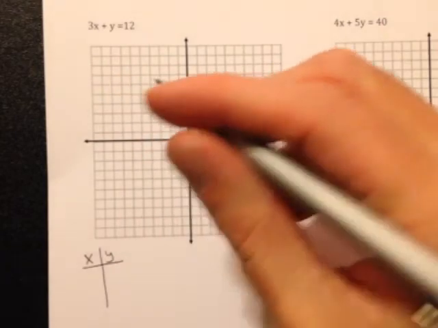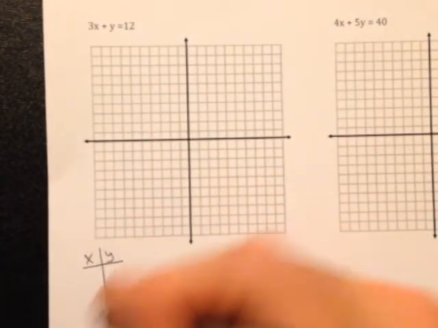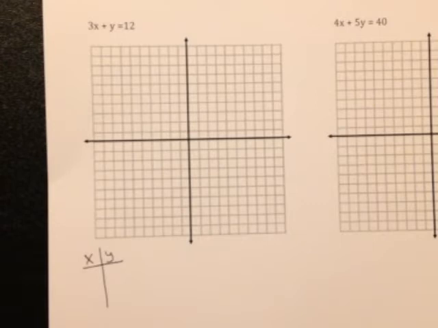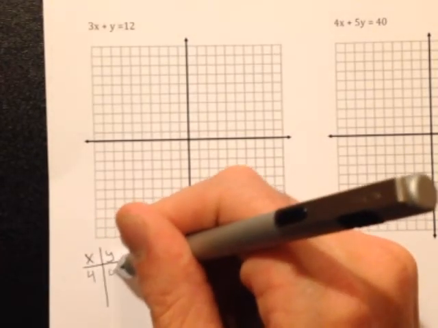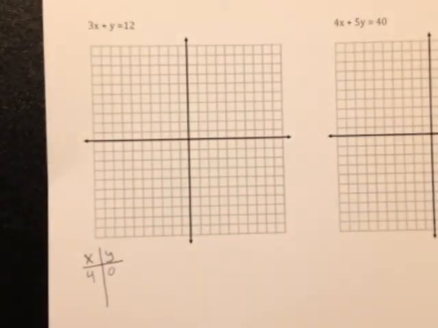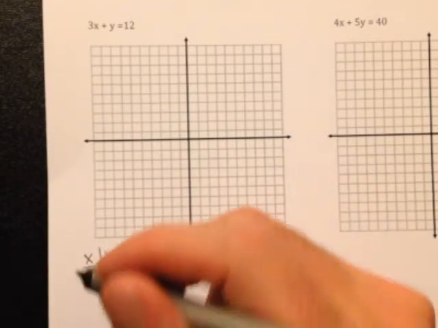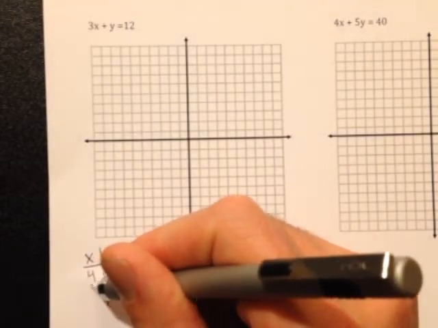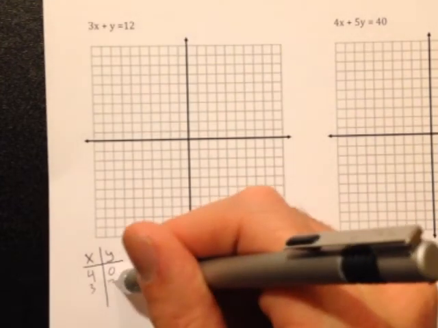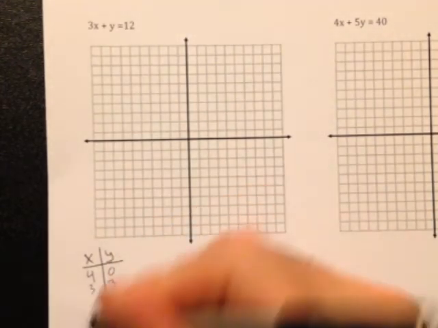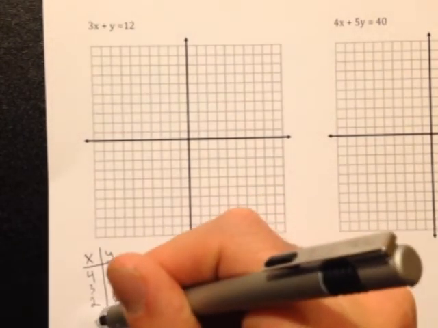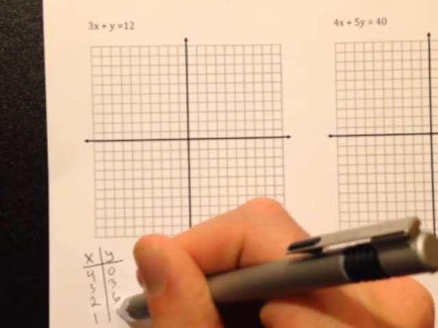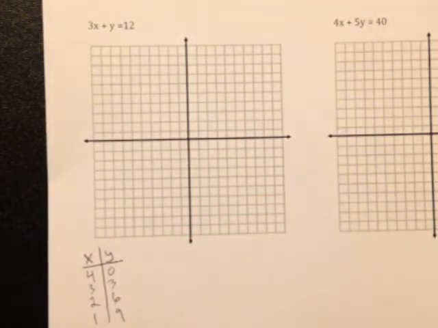So I'm going to find a couple different points that work. There's no specific way that I have to do this. I'm just saying, okay, well I need a 12, so I'm going to go with 4 for x and 0 for y, because that makes 12. 3 times 4 is 12. Let's see, x equals 3, so 3 times 3 is 9, plus another 3. I'm going to go with 2. 3 times 2 is 6, plus 6. And I'm going to go with 1 and 9 as well, because that's 3 plus 9, which is also 12.